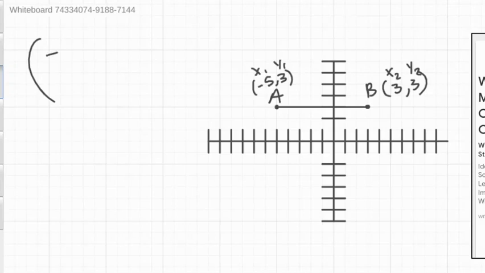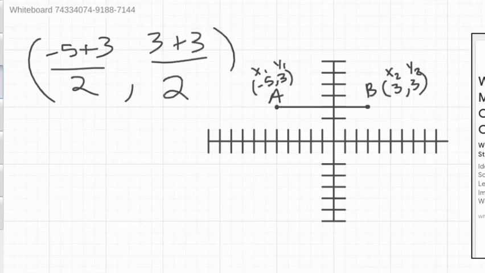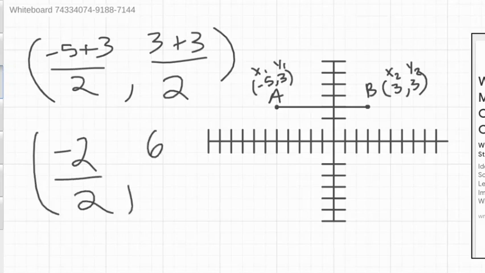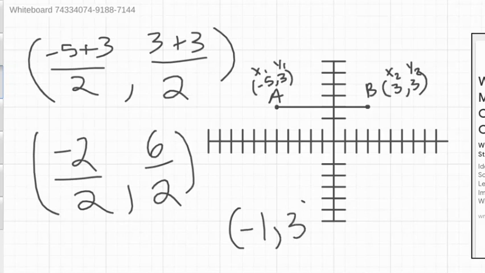So we know x1 plus x2 is negative 5 plus 3 over 2. y1 plus y2, 3 plus 3 over 2. If we simplify that, negative 5 plus 3 is negative 2 over 2. For y, 3 plus 3 over 2 is 6 over 2. Negative 2 divided by 2 is negative 1, and 6 over 2 is 3. So that is our midpoint.